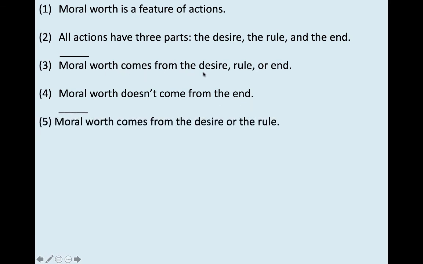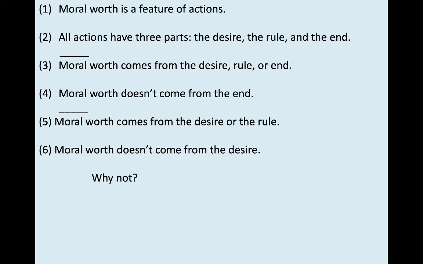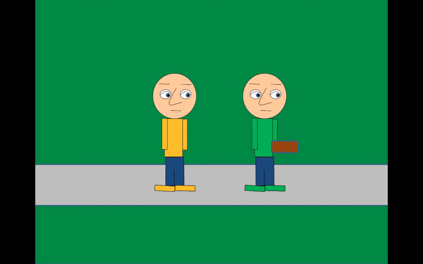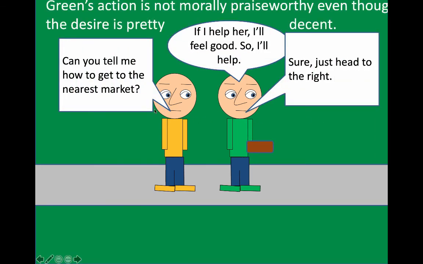It follows, since moral worth comes from the desire, the rule, or the end, and it doesn't come from the end, then it must come from the desire or the rule. And now Kant is going to say moral worth doesn't come from the desire. And how is he going to say that? Well, recall the following cases. So here you have a case where this person says, sorry, where's the nearest market? And this person says, if I help her, then I'll feel good, so I'll help, and says that's why. And Kant's idea here is this: intuitively, Green's action is not morally praiseworthy, even though the desire to feel good is a perfectly fine desire. And if an action isn't morally praiseworthy, even when it stems from a good desire, or a desire that's kind of acceptable, it follows that desire can't be the source of moral value.